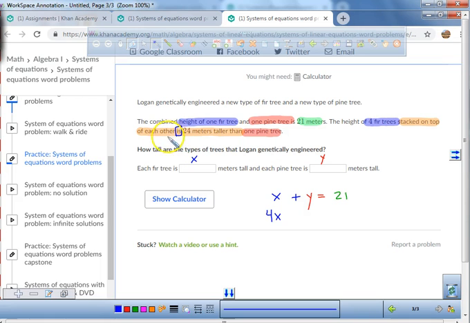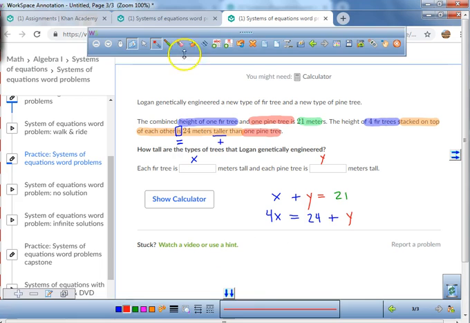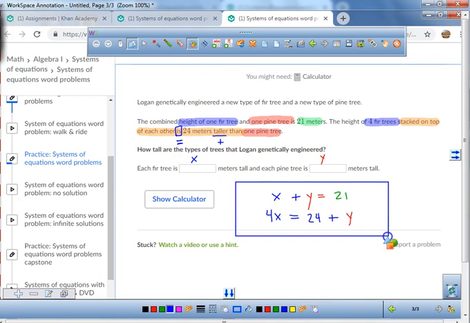Anytime in a word problem you say something is something else, that is your equal sign. So 4 fir trees stacked on top of each other is, equals. This one says 24 meters taller. Taller means you're adding. So we're going to put 24 plus, it says 1 pine tree. Well, 1 pine tree is just going to be 1Y. And those are your 2 system of equations.